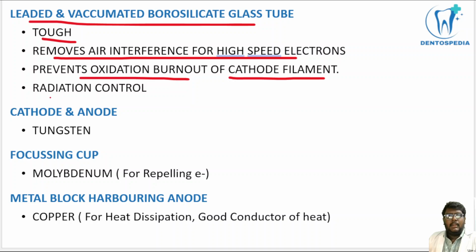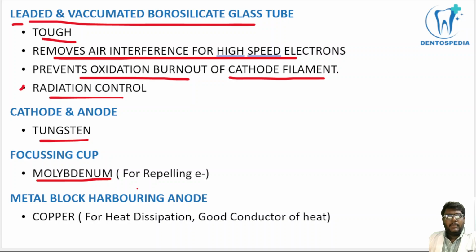Okay, and why are we using lead here? So it helps in radiation control. And tungsten is acting as both cathode and anode, but in different shapes. Okay, and we have a molybdenum focusing cup. Molybdenum is electrostatically negative in nature.